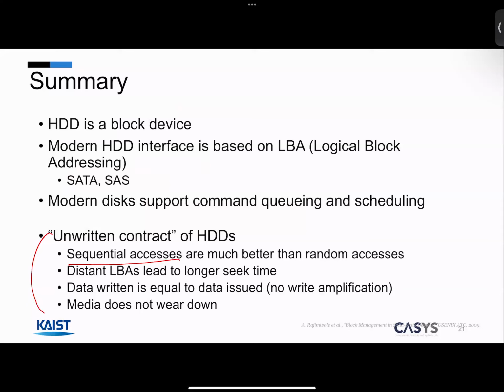Sequential access is much better than random access. Why? Why is sequential access much faster, more than 10x faster than random access? Because random access causes many more seeks than sequential access. Again, random access tends to issue blocks at distant LBAs, which leads to longer seek time. Okay.